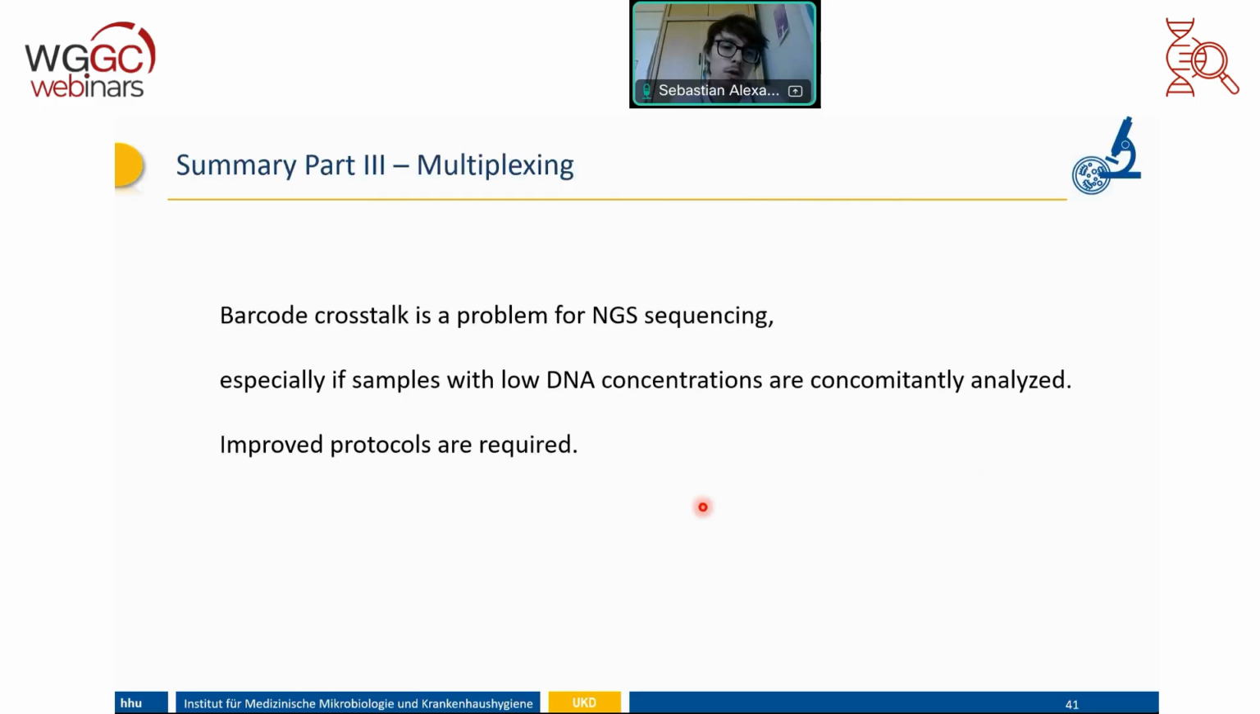So we could show barcode crosstalk is a problem for NGS sequencing. There is not much published about this. There is more about this problem for Illumina sequencing. And especially if we have these low concentrations of DNA on our flow cell. But the improvement of the protocols brings significantly better results.